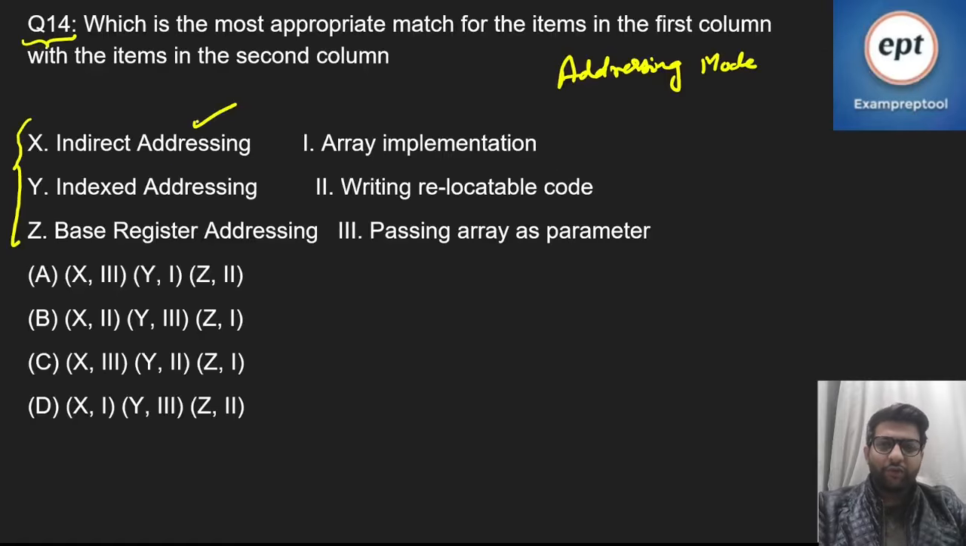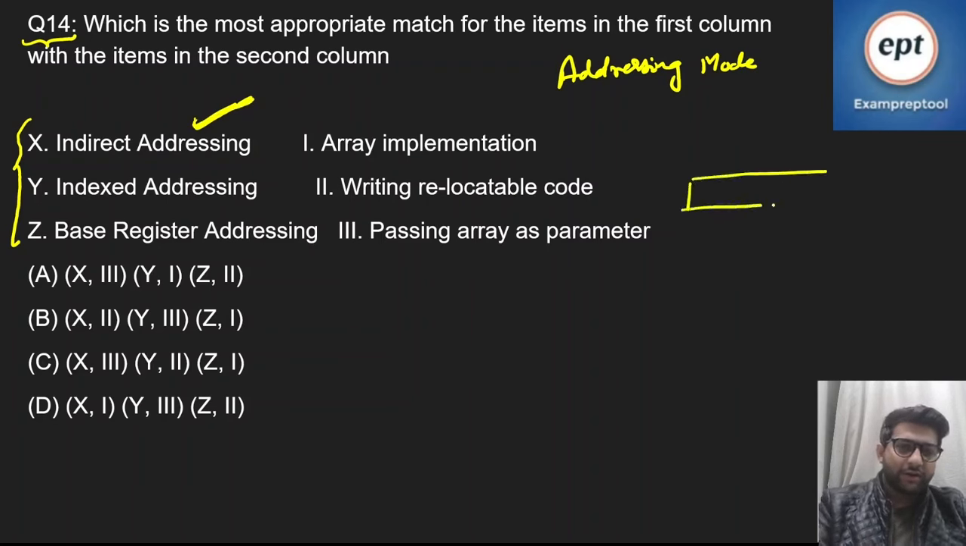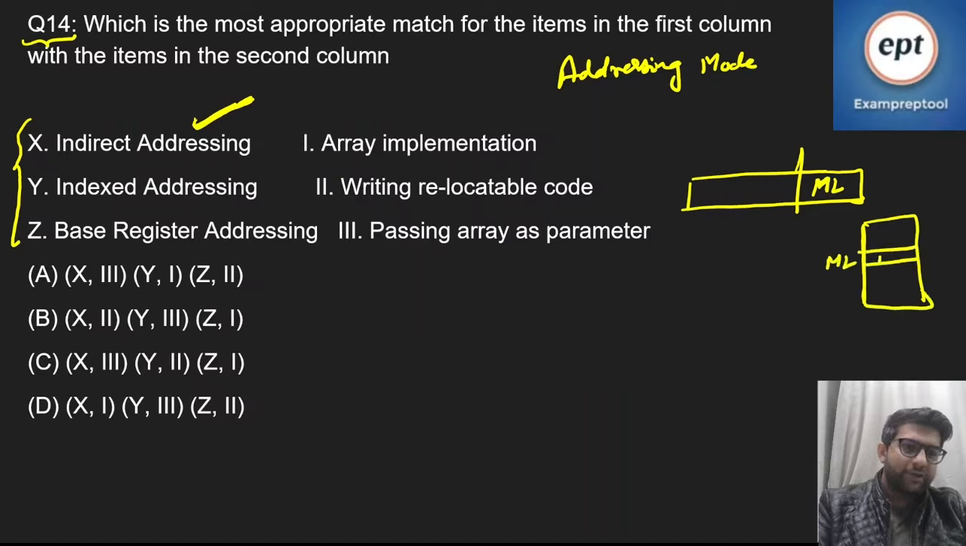There was a question: which of the following addressing modes supports writing relocatable code? And I explained that indirect addressing mode cannot support writing relocatable code, because the memory location is stored in the instruction, and that memory location stores another memory location which stores the operand value. Now, if we relocate this code, then we will have to recompile it because the memory location would have changed.